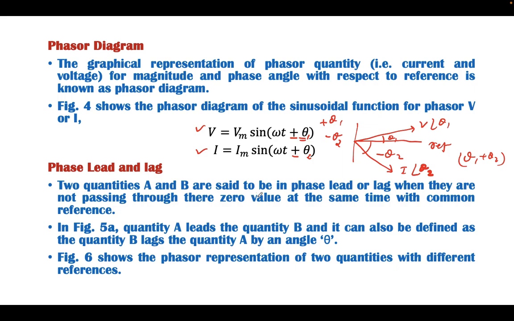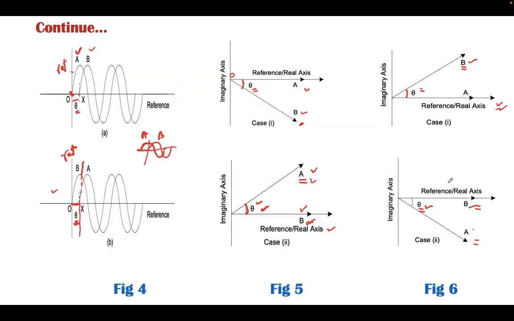Two quantities A and B are said to be in phase lead or lag when they are not passing through zero value at the same time. Quantity A leads the quantity B. In figure 5, it can also be defined as quantity B lags the quantity A by an angle of theta. Similarly, the other two phasors can also be considered. In figure 6, the phasor represents two quantities with respect to the reference. Here it is the reference, when A quantity is taken along the reference, or B quantity is taken along the reference.